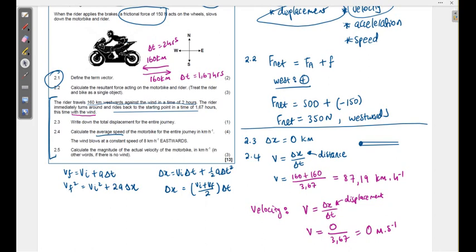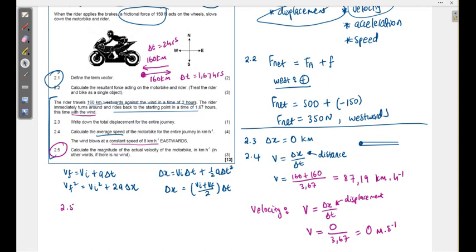Then now for 2.5, they say now, calculate the magnitude of the actual velocity of the motorbike in kilometers per hour. The wind blows at a constant speed of 8 kilometers per hour eastwards. Calculate the magnitude of the actual velocity of the motorbike. In other words, if there is no wind. If there is no wind. So they are trying to say calculate the actual velocity if there is no wind, meaning that looking at his journey returning back, right?